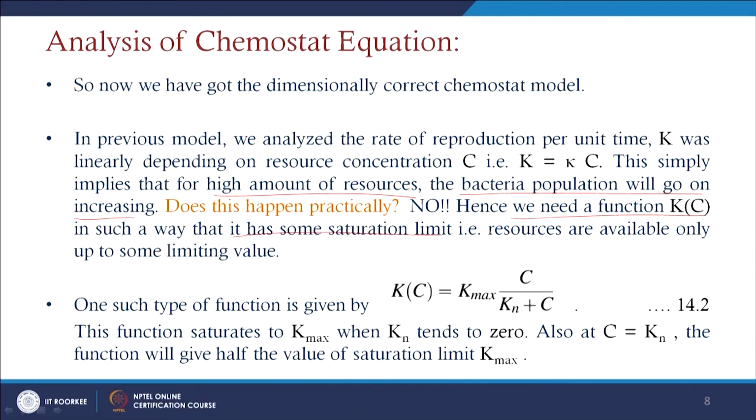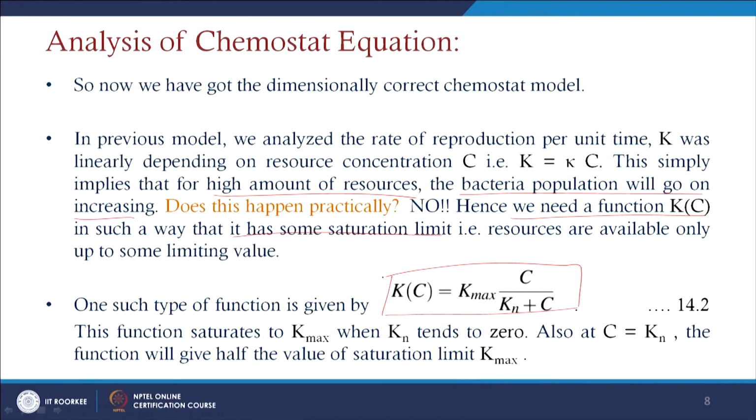If you consider such types of models, one such function is considered in the form of k of c, where the available resources or concentration depends on the rate of change of the population, defined in the form of k max into c by kn plus c, where kn is a constant parameter which balances the k max value and the c value here. This function saturates to k max when kn tends to 0. If you put kn tends to 0 here, then k of c tends to k max, since c by c equals 1.